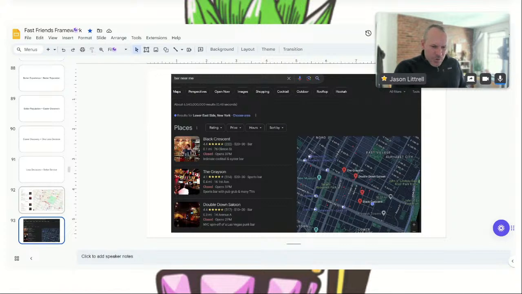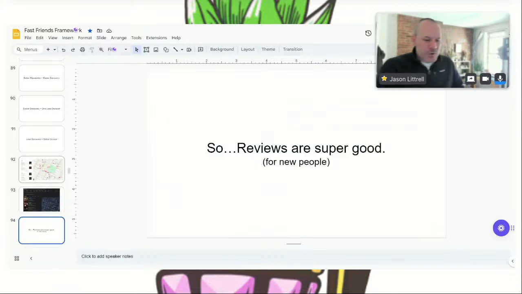And here's a different view. I forget why I put this in here. Yeah, this is actually closer to my house, but this is the desktop version of the same search, and it gave me a different result. And so this is part of why the reputation management piece of this matters, because we're trying to intervene into the first decision, which is where am I supposed to go. So reviews are super good.